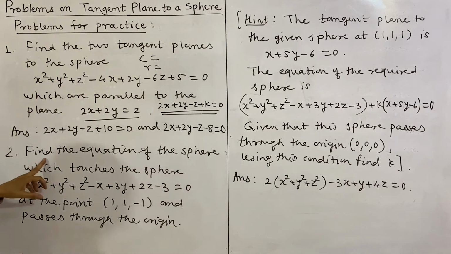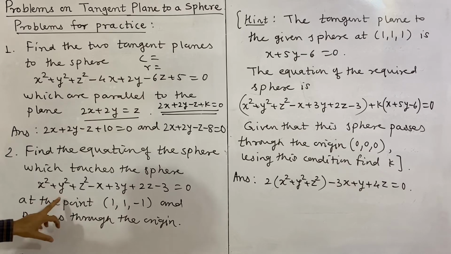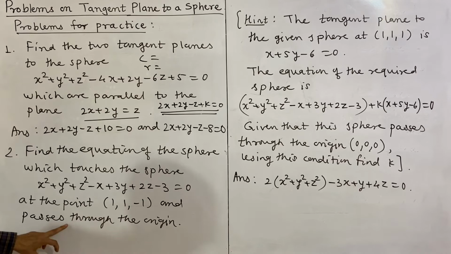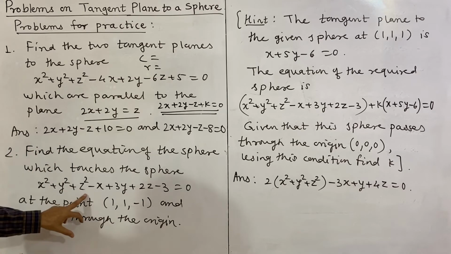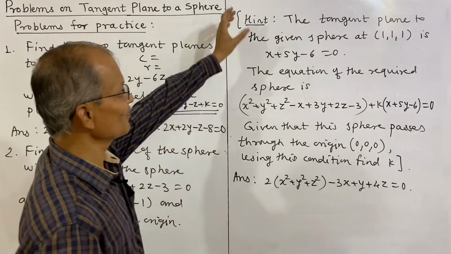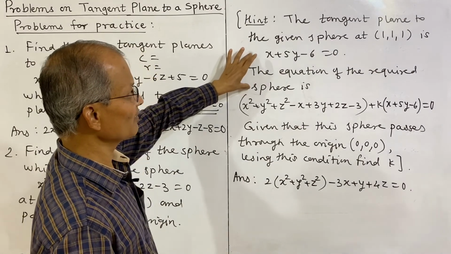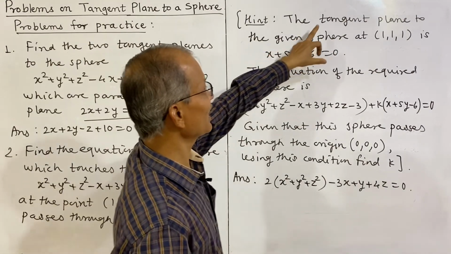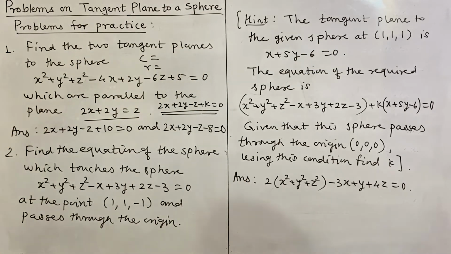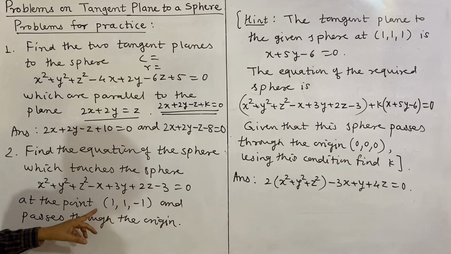Now the second is, find the equation of the sphere which touches this sphere at this point, and again the required sphere is different than this sphere, and the condition is given that it passes through the origin. So I have written the hint here, you please try to solve according to it. First find the tangent plane to the given sphere at point 1, 1, 1. We have solved such type of problems earlier.